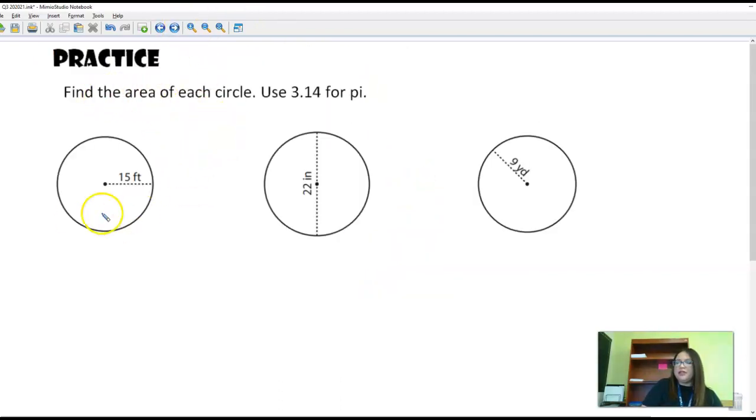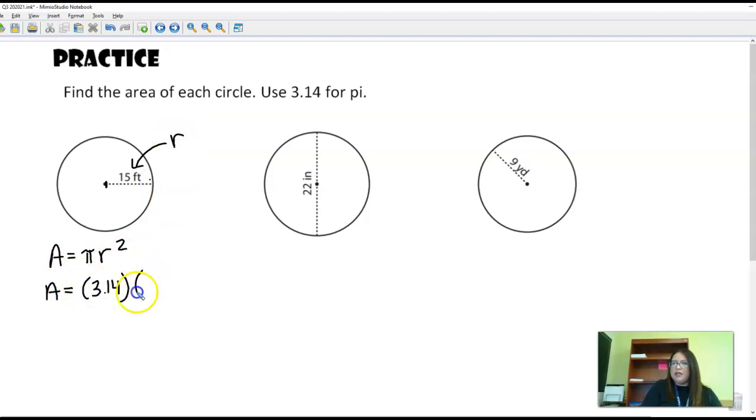So let's practice finding the area. So right here, the area I'm going to say is pi r squared. Now I look at my picture, what do you guys think? Did they give us the radius? Yes, because it's from half all the way over here. So this is actually radius. So I'm going to go ahead and write in 3.14 times 15 times 15. Type it into your calculator.